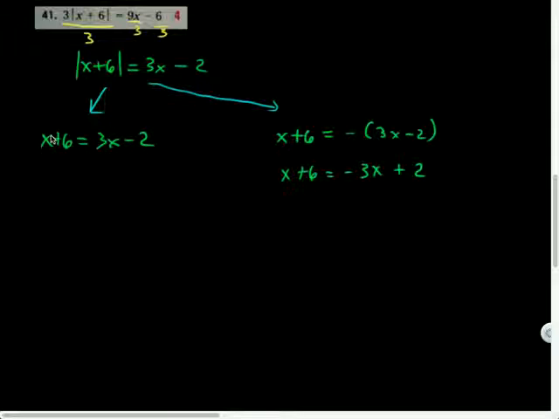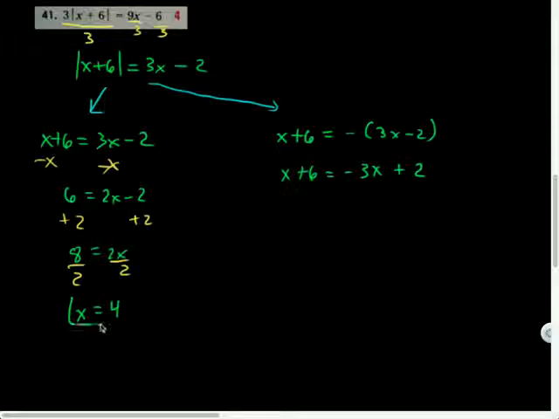So let's solve this side. Bring the x's together. Which one's smaller, x or positive 3x? X. So I'm going to bring the x, the little guy, over to the big guy. And I will have 6 equals 2x minus 2. And then I could plus 2, bam, bam. 8 equals 2x. Divide by 2. X equals, flip it around, 4.